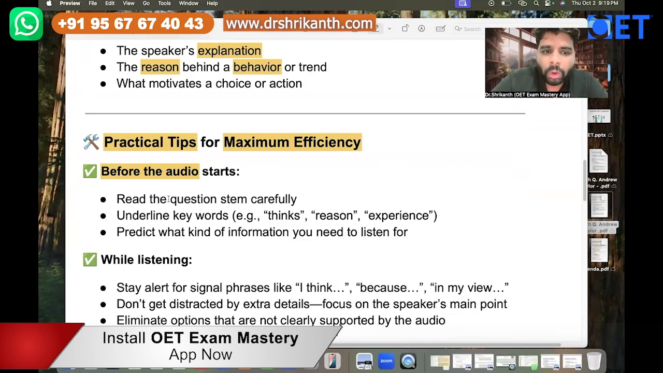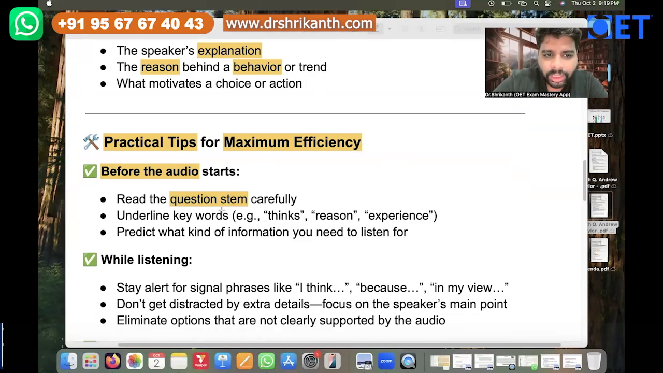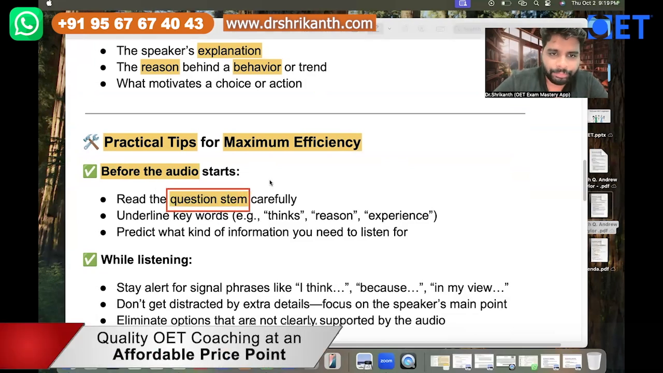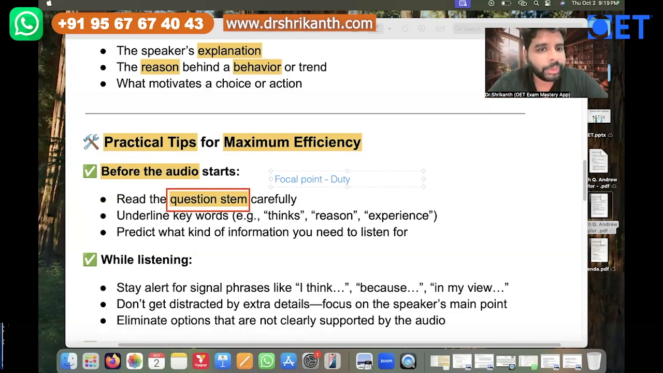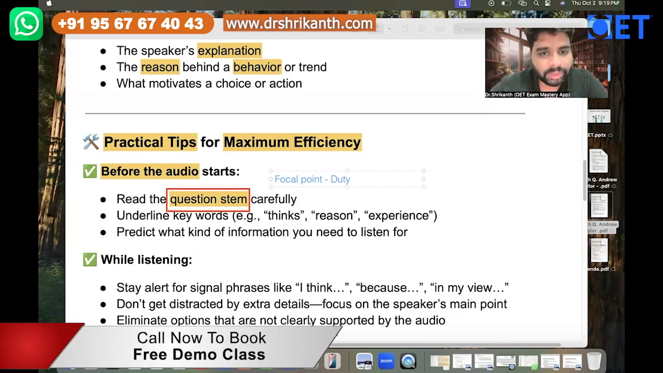There is something called the question stem. What is the meaning of question stem? Question stem basically means the focal point of the question. You have to understand what is the focal point of the question. That is your duty here. That recognition is extremely important. You need to understand, this is what I am supposed to find. I have to find an opinion. I have to find a purpose. I have to find an explanation.